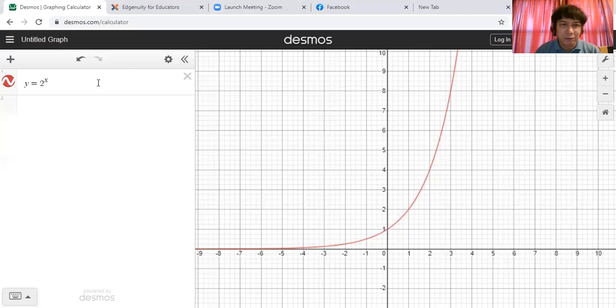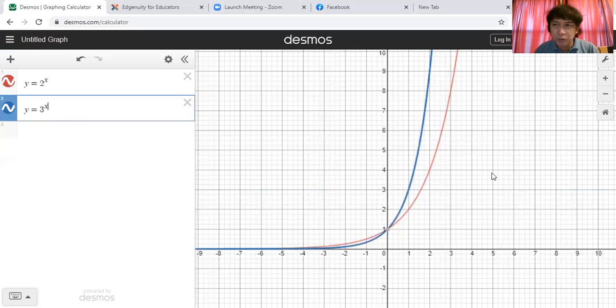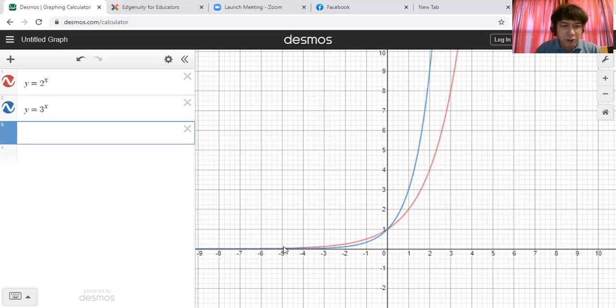Now let's have another one. Say we make our base 3 raised to the power x. You can see the blue graph here. The nature is also increasing as you increase your x, so this is exponential growth. Now, we can actually translate this by adding some numbers or by subtracting some numbers, but still the nature is exponential growth. So let me show that translation.